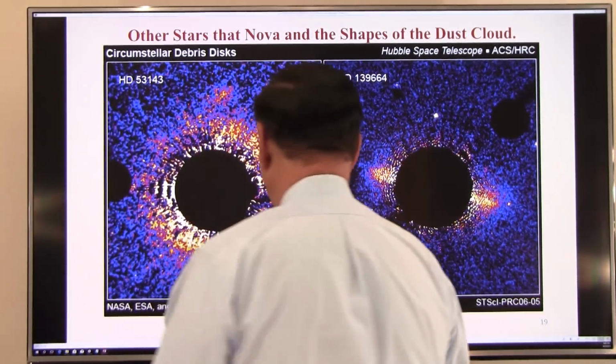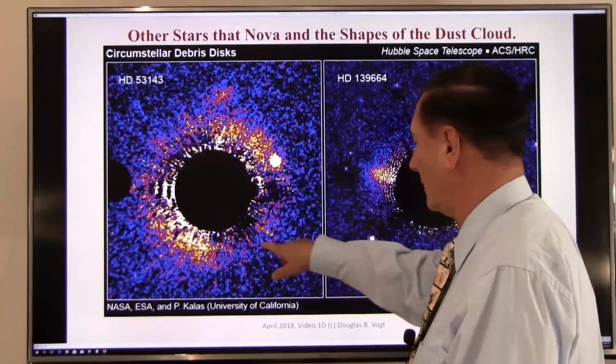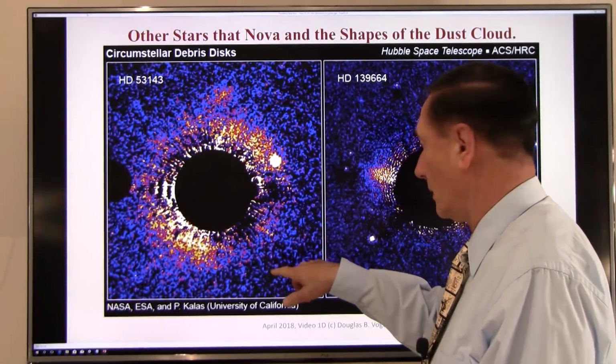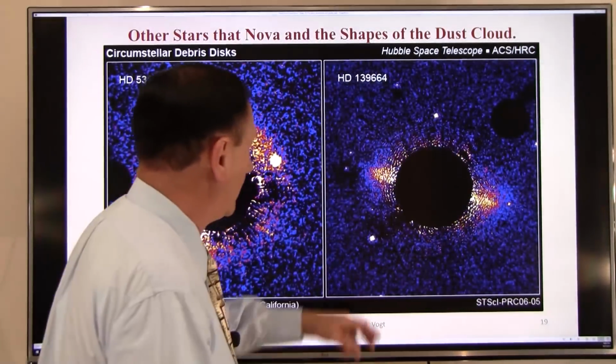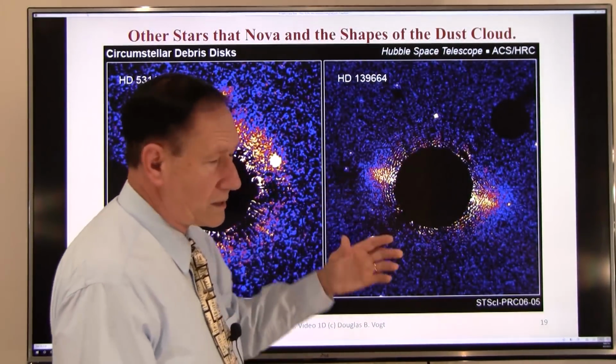Here's another example, looking down at the pole of the star, and here's the planetary disk that it forms, this dust and material. Here, you're looking at the equator, and here it is just like the Earth.